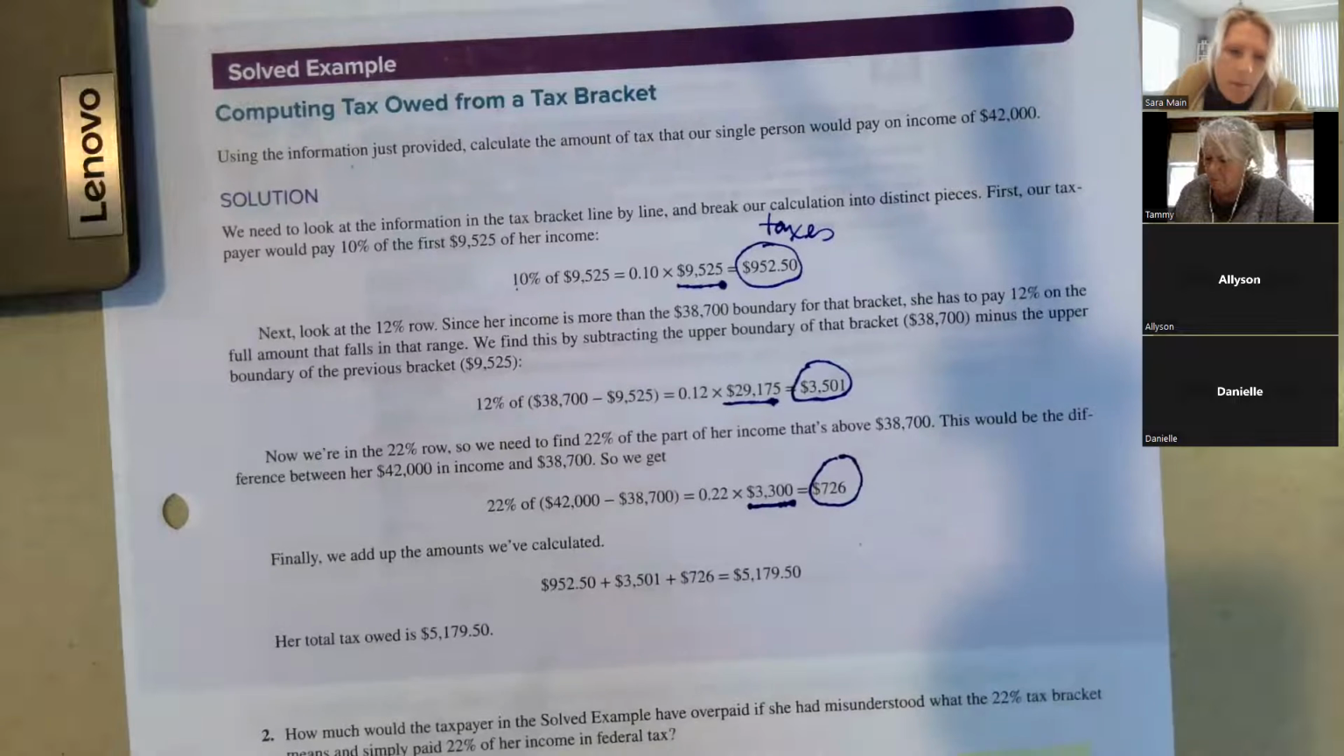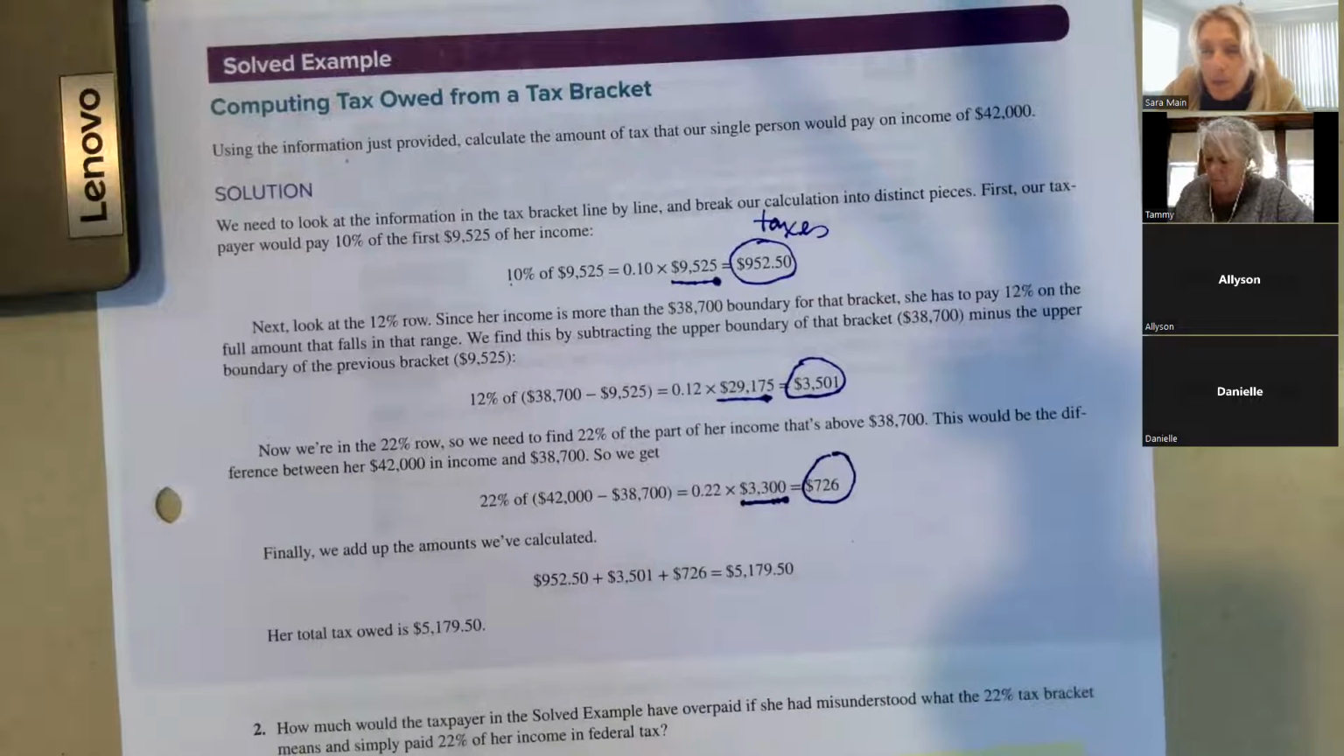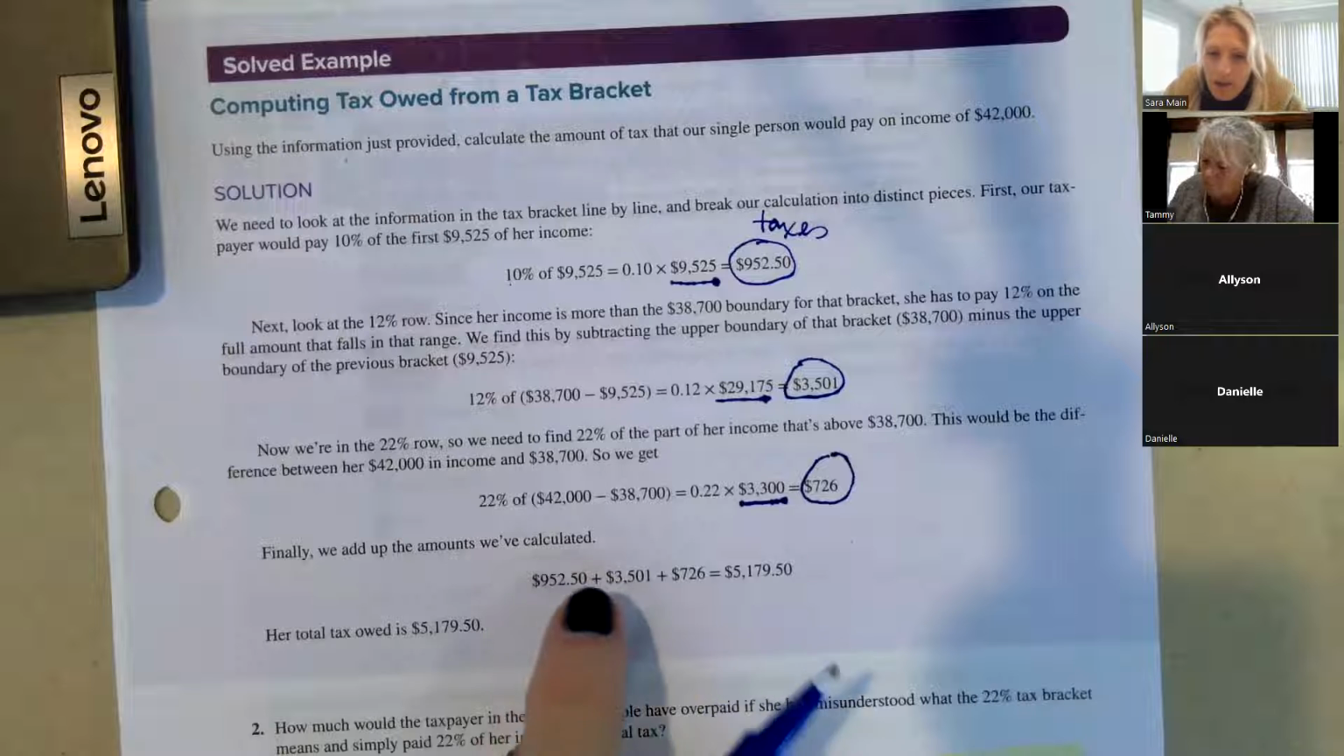So if she says, oh, I'm in the 22% tax bracket, and people go, what? You're paying 22% taxes? Not on all of her income.